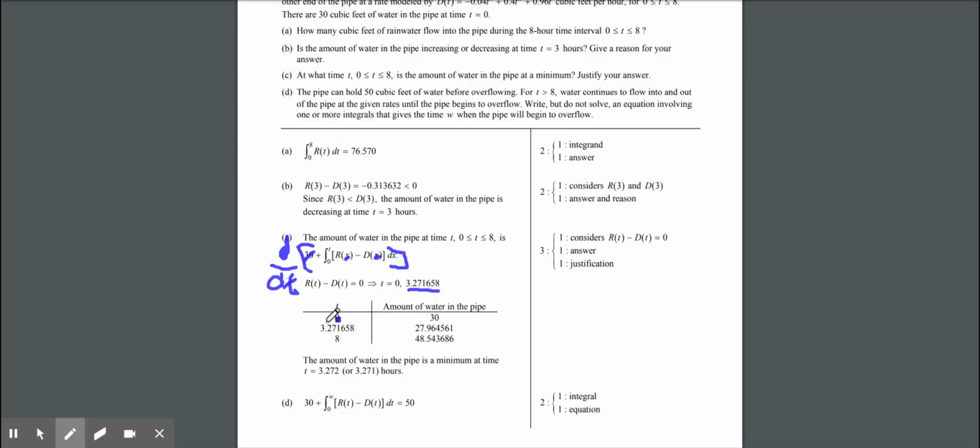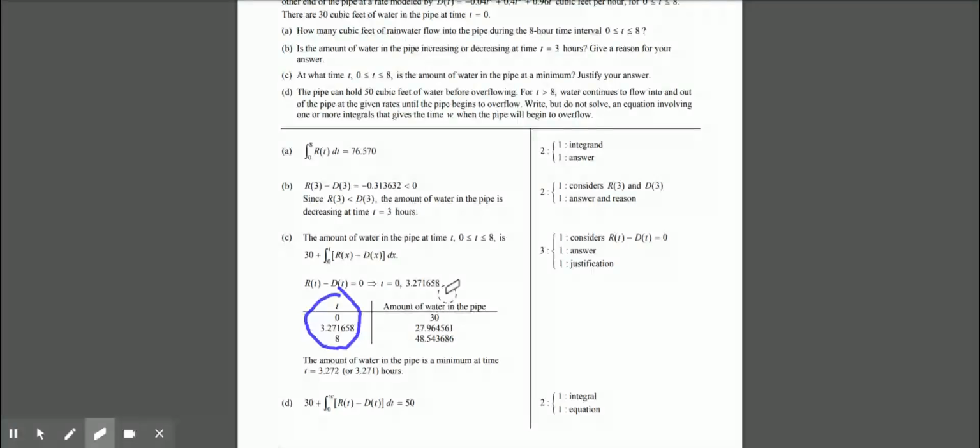And the other thing you need to consider are your endpoints. A lot of people miss this on the work that they sent in for the last problem. All right, even though I've said it in the video a couple times, you have to check your endpoints, please. So t equals 0 is a candidate, 3.271 is a candidate, and then t equals 8 is a candidate, great, because those are your endpoints. We need to then plug these values back into your accumulation function that you created.